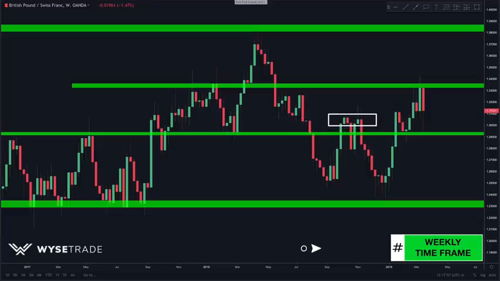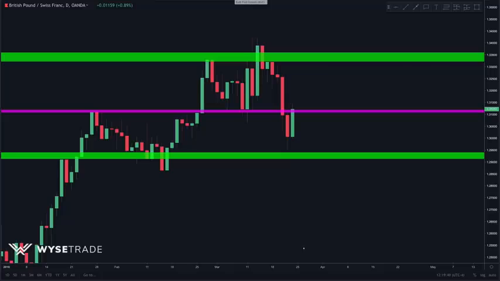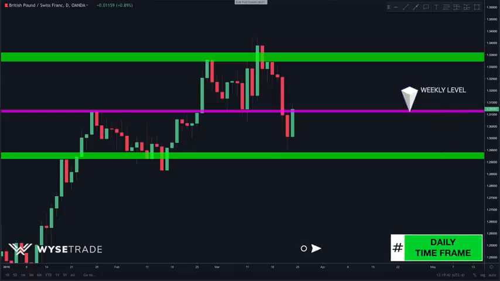We also have this weekly level here, so we draw it in. Notice how price recently blew right through this weekly level and tapped the monthly level and snapped right back, causing this wick to form. Now I'm going to show you how this played out on the daily. So here in the daily, this was your weekly level we just identified, and this here is your monthly level.